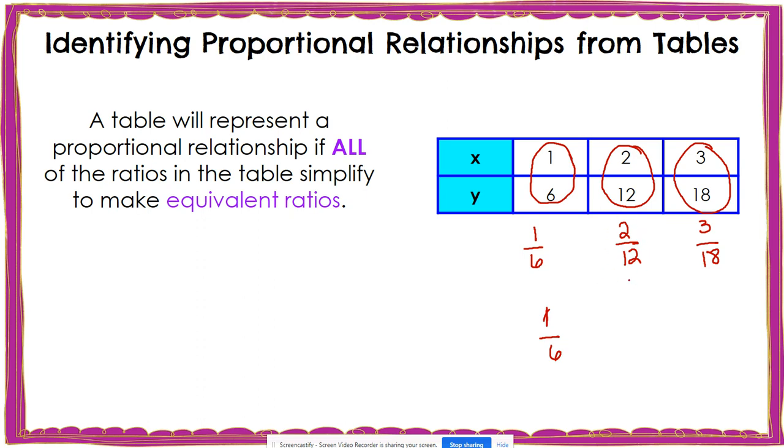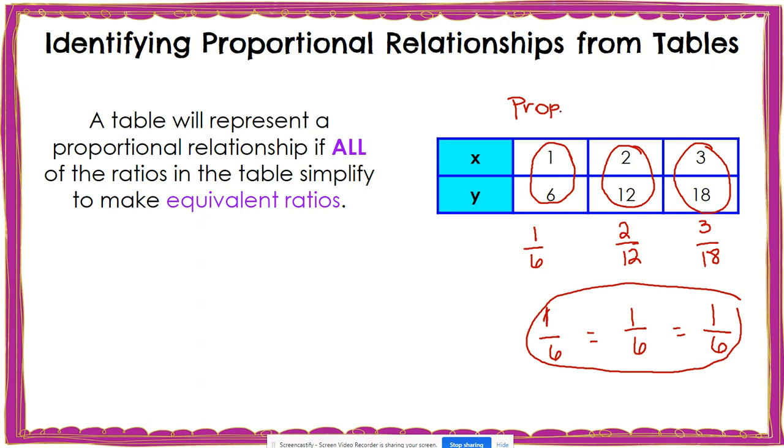But 2 and 12 are both even numbers, so I can divide both by 2. 2 divided by 2 is 1, and 12 divided by 2 is 6. 3 and 18 can both be divided by 3. 3 divided by 3 is 1, and 18 divided by 3 is 6. You'll notice that when I simplify these, all of these ratios are equivalent. Because of that, I can say that these values create a proportional relationship.